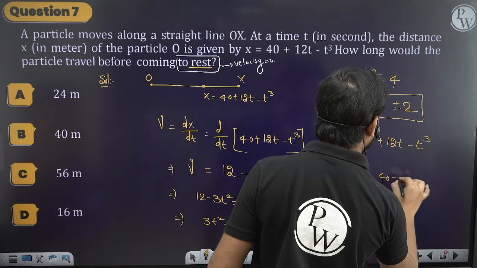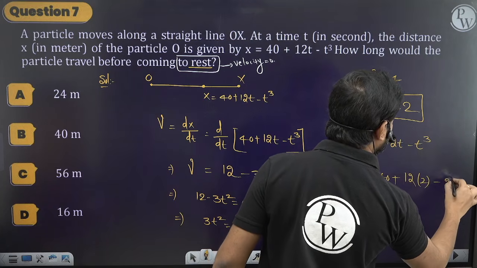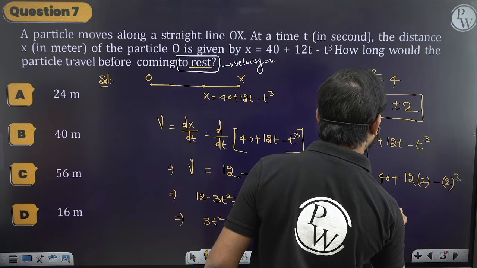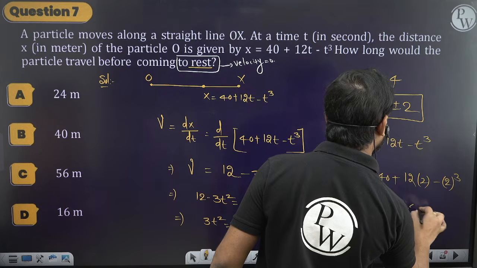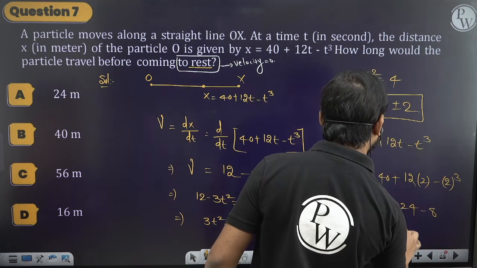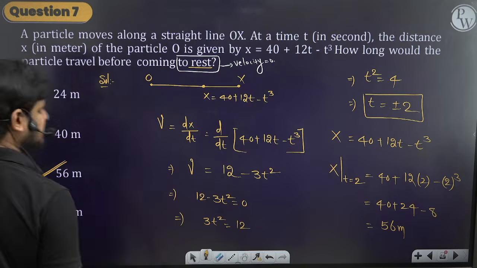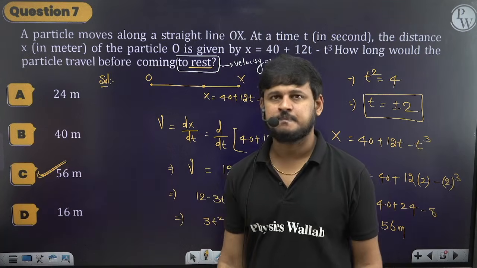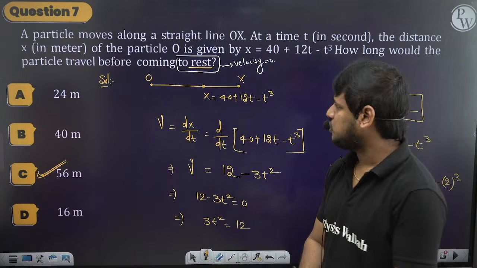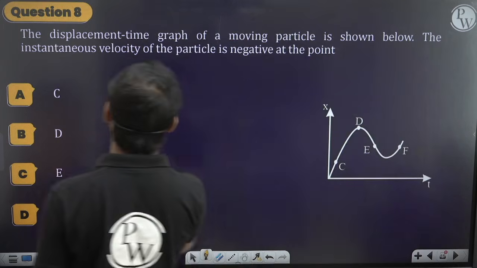So for t, write 2 in 40 plus 12 times 2 minus 2 whole cube. So then 40 plus 24 minus 8. So this is 64 minus 8, 56 meters. So this is 56 meters. Option C is the correct one, guys. Clear? Understood? Next, question number 8.